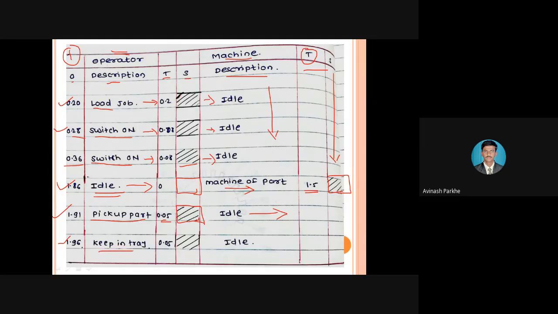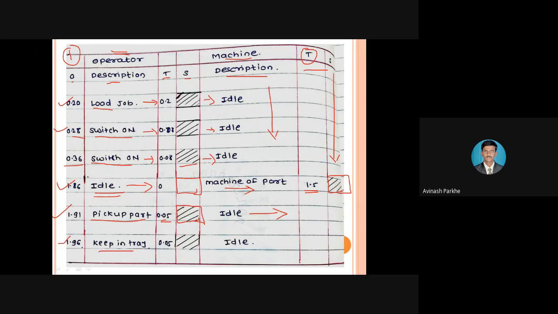Once the job is removed from that particular job, we have to keep that particular job in one of the trays. Here also the operators are required. The machine will not take that particular job and it will be kept into that particular tray. So, for that, the operator removes the job and keeps it in one of the trays. Again, here only the operator is working.